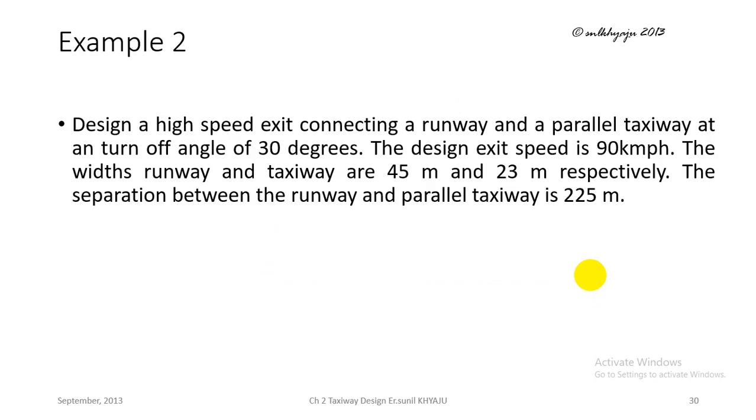Example 2. Design a high-speed exit connecting a runway and a parallel taxiway at a turn-off angle of 30 degree. The design exit speed is 90 km per hour. The width of runway and taxiway are 45 meter and 23 meter respectively. The separation between the runway and a parallel taxiway is 225 meters.